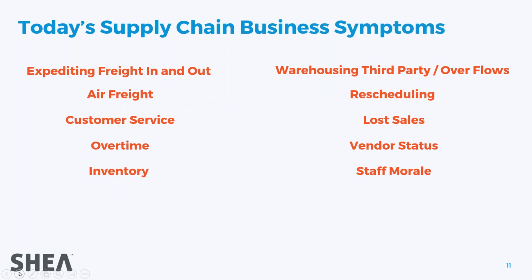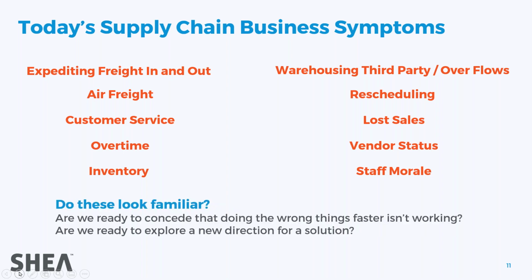The symptoms of our supply chain challenges are many, and I'm sure you've seen many of these before. Expedited freight, overtime, struggles with inventory, constant rescheduling, and one that's often left off is staff morale. Are we ready to concede that doing the wrong things faster isn't working? And let's explore a new direction for a solution.